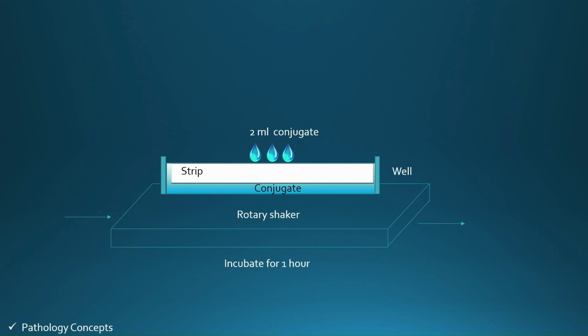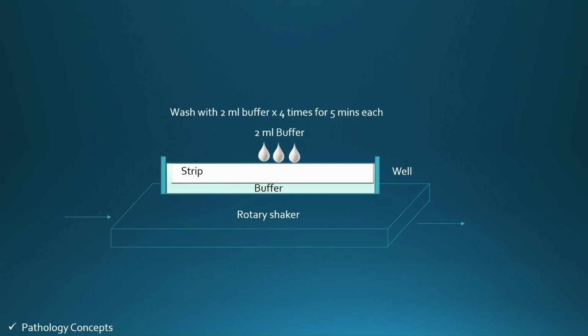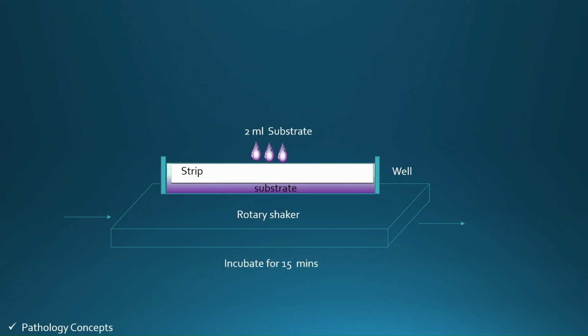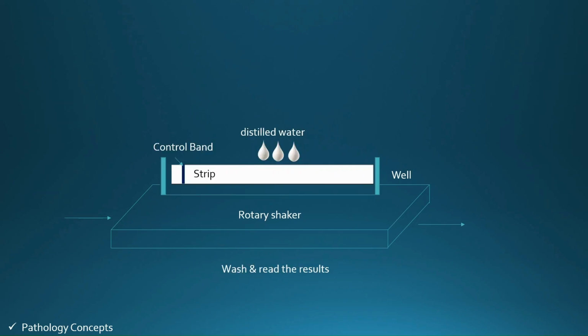After that, add 2 ml of conjugate and incubate for 1 hour. Then wash with the 2 ml buffer 4 times for 5 minutes each. Then add 2 ml substrate, incubate for 15 minutes. After incubation, wash with distilled water and dry and read the result.